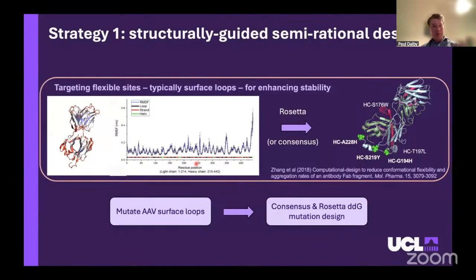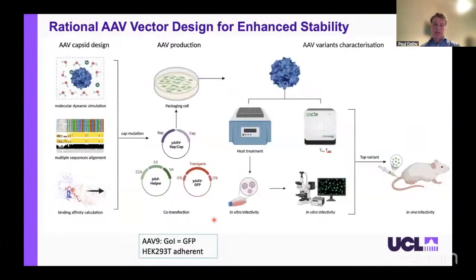So I'm going to focus on a few other strategies related to these. One is structurally guided semi-rational design. This is where you would mutate particular sites based perhaps on flexibility. We've done this in the past with antibodies, where we look for highly flexible regions of a protein based on things like molecular dynamics simulations, on the basis that if you mutate them, you can stabilize those dynamic loops and the whole protein becomes more stable. So you get thermostability. With AAV, we can target surface loops and use things like consensus approaches or Rosetta design on those sites.